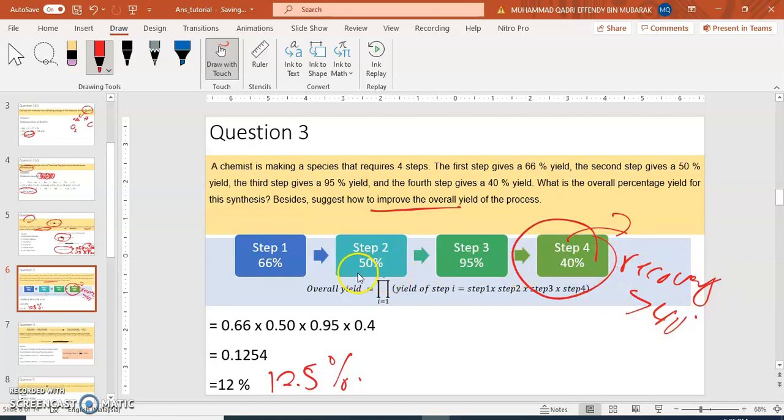Besides, we can also suggest that step 2 needs to be improved. If we can improve both of these steps, the final yield will increase. If the question asks how to prove your answer, you just put in any number here. Maybe you can put 0.7 for example, and here you put 0.6 for example. You plug in the numbers and then you can see the percentage will increase.